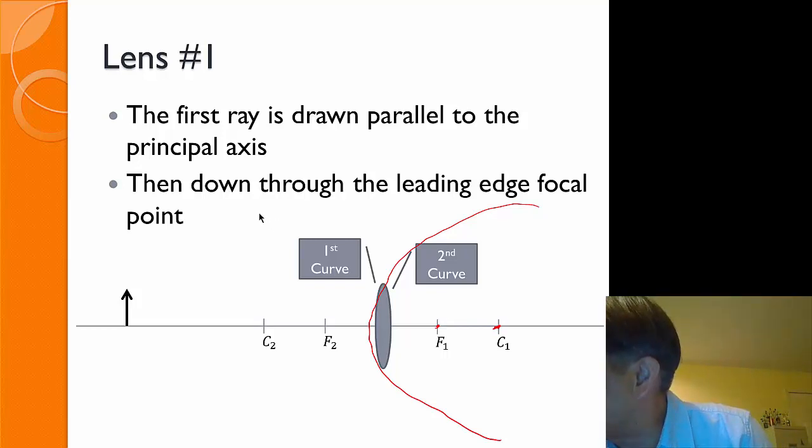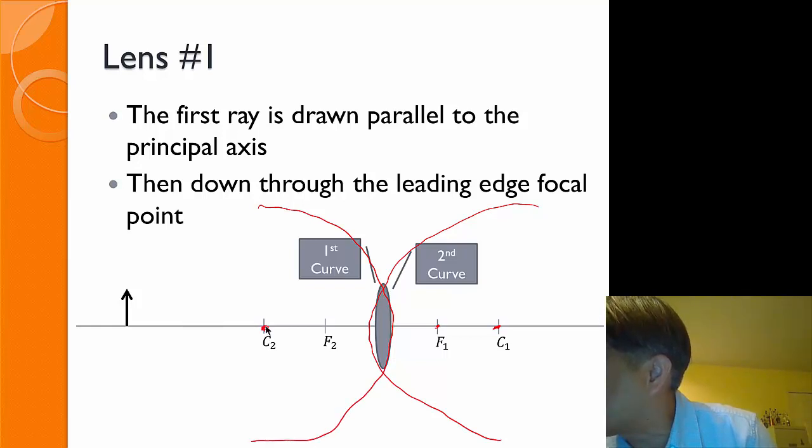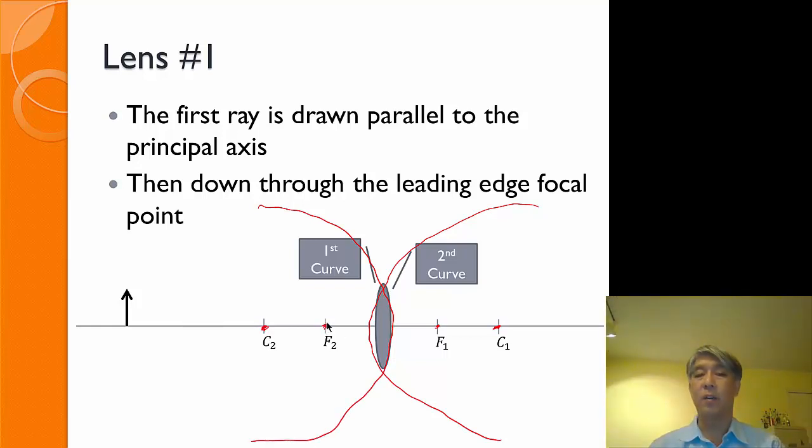The second curve is over here. So we kind of have a little Venn diagram thing going here. And the center of that circle and the focal point of that circle is on the left side. I don't really want to say left and right necessarily. That's why I use the term leading edge and trailing edge, because sometimes the object could be placed on the right side of the lens.